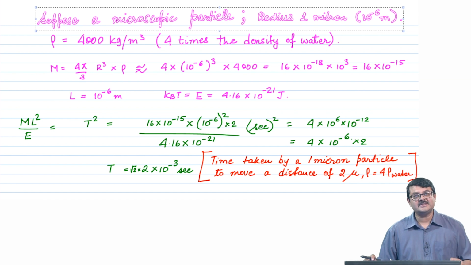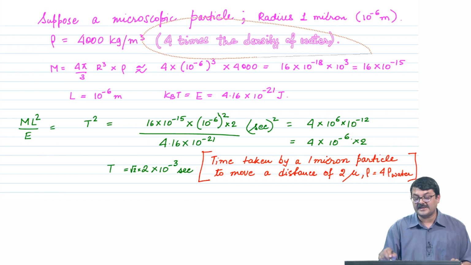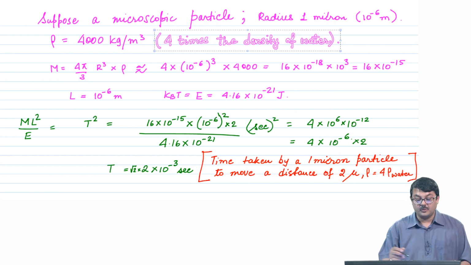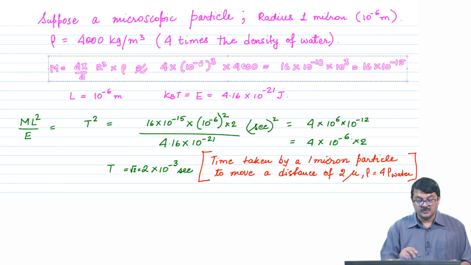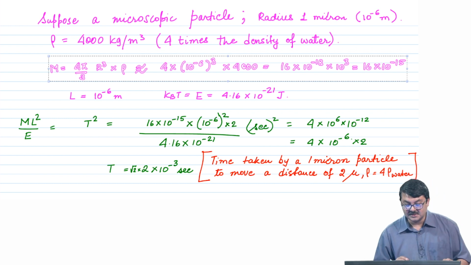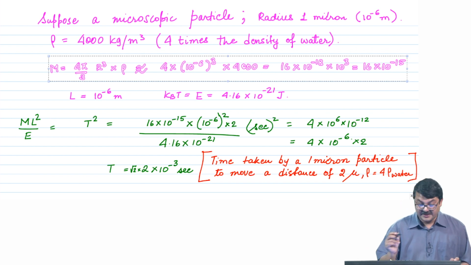And suppose the density of that particle was 4000 kg per meter cube, which is essentially 4 times the density of water, because the density of water is 1000 kg per meter cube, right. Then you can calculate the mass of the particle, 4 pi by 3 r cube into the density. Assuming we are calculating an order of magnitude, pi and 3 cancel, say, and you can get the mass of such a big micron size particle to be 16 into 10 to the power minus 15 kg, right.